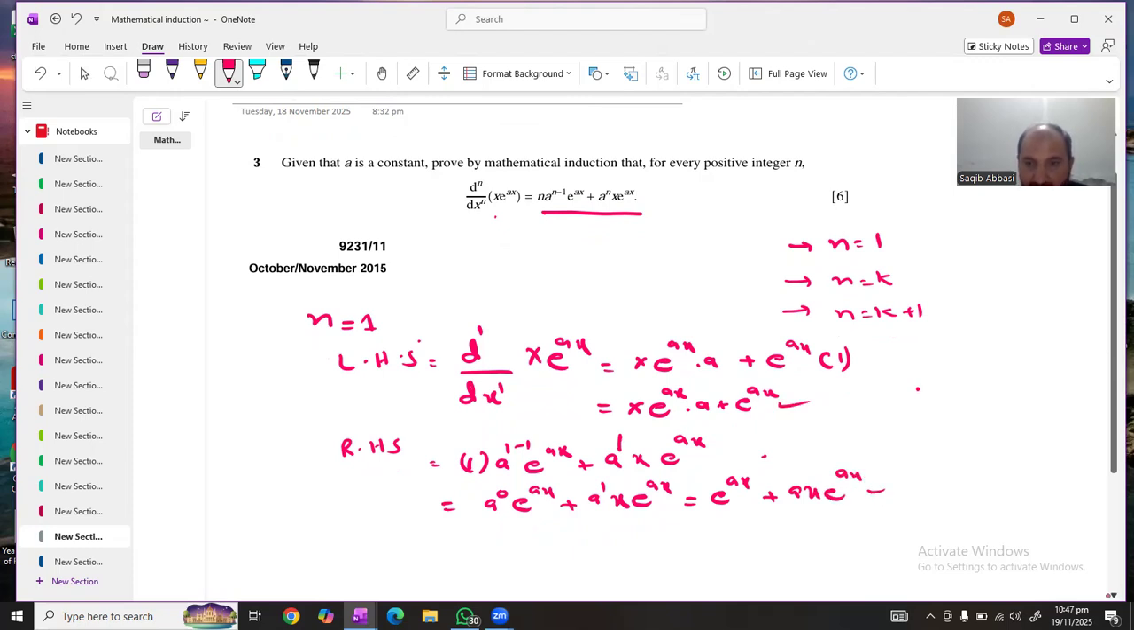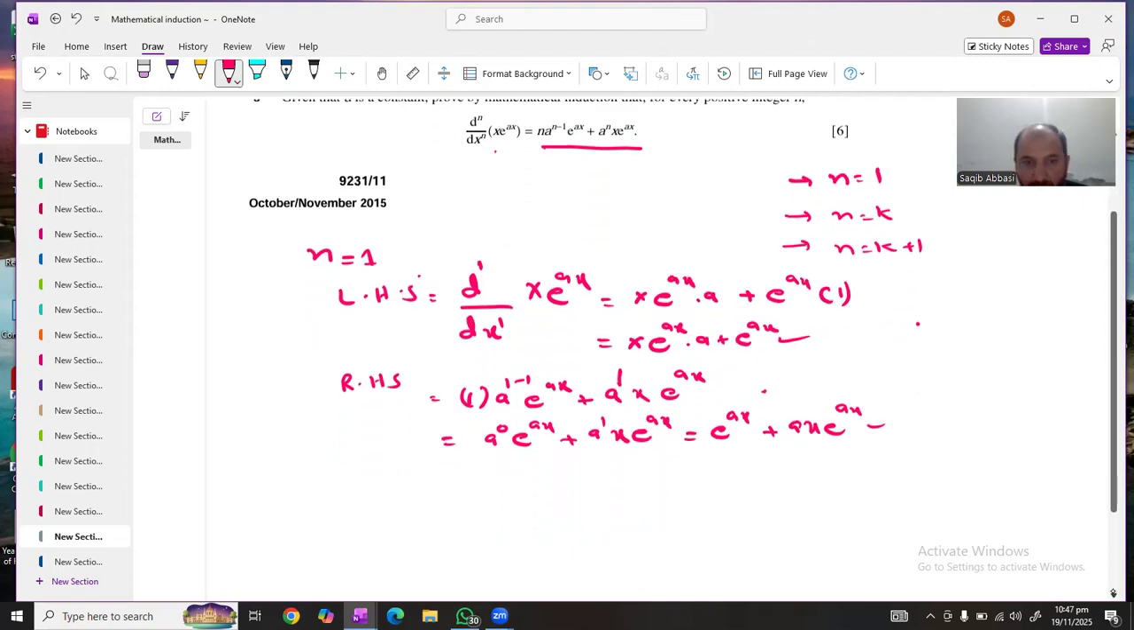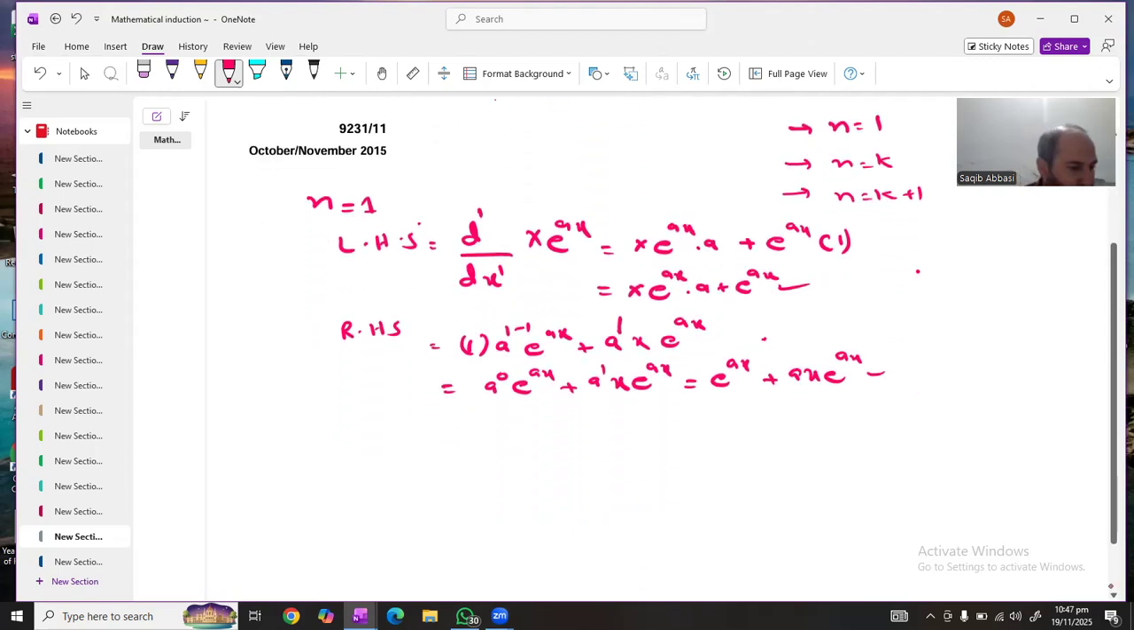Left hand side and right hand side are equal, so our first condition is proved. We say it is true for n equal to 1. Now we have to apply our second condition.